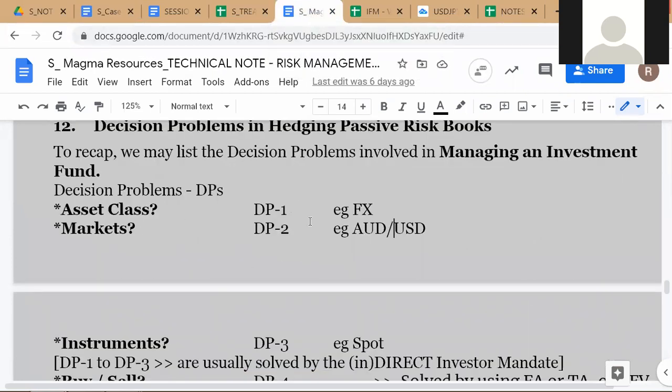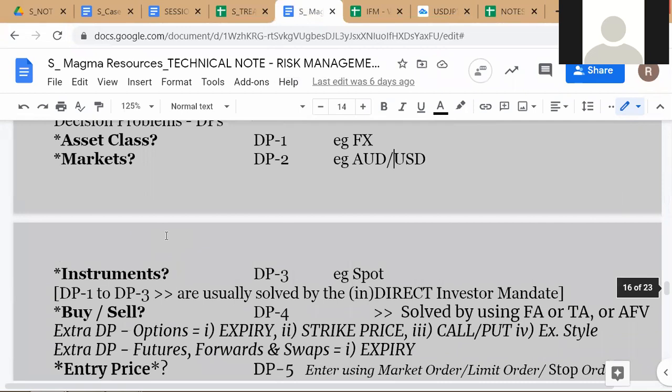The research. So if you remember the DPs that we had earlier: 1, 2, 3, asset class, market, instruments. What is the situation with respect to asset class, market, and instrument? Do we need to select? In the case of active risk books, if you remember, in general, these are decided how?